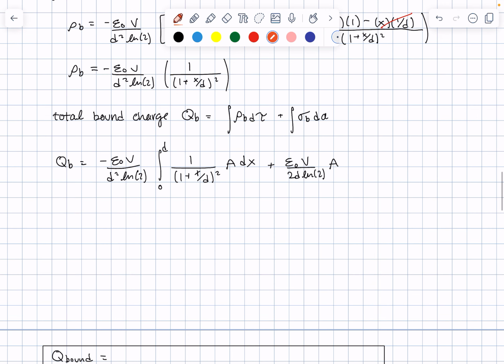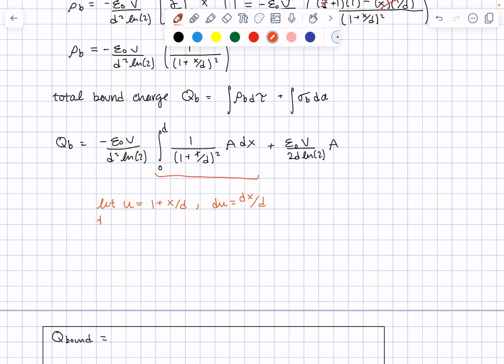And then I'm just going to solve for this part here first to make it a bit neater. So we can let u be equal to 1 plus x over d. So then du equals dx over d, excuse me. And we did this above, but so then we'll have d times the integral of 1 over u squared du, which will be equal to negative d over u.